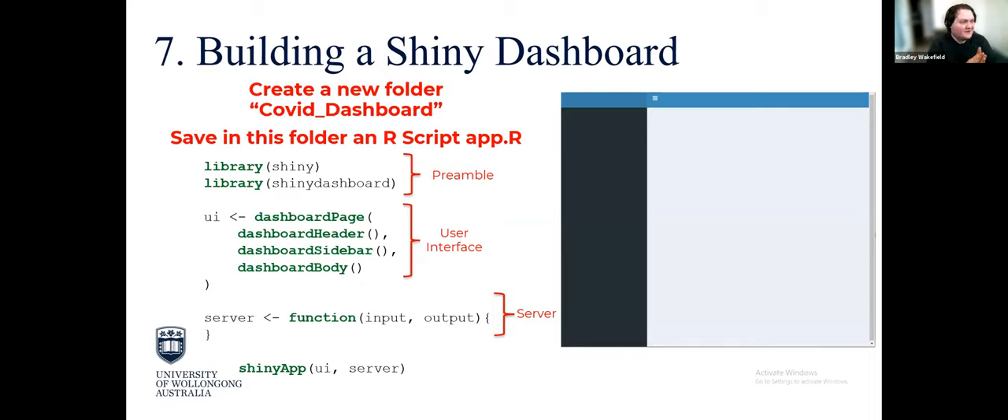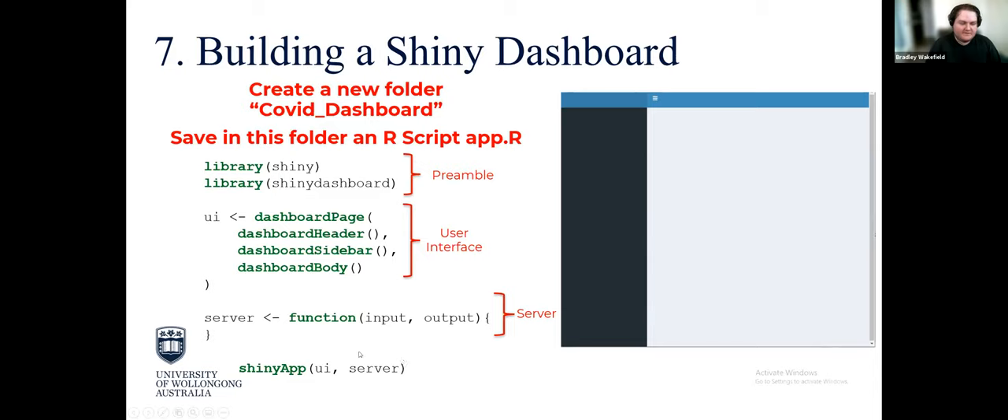Last step, we're going to put this all together into a Shiny dashboard. So the first thing you need to do is create a little folder somewhere in your working directory and add an R script. You can just call it app.R. It doesn't have to be called app.R, but it's often easier to call it that. And we can put in the basic structure of our R Shiny dashboard within that script.